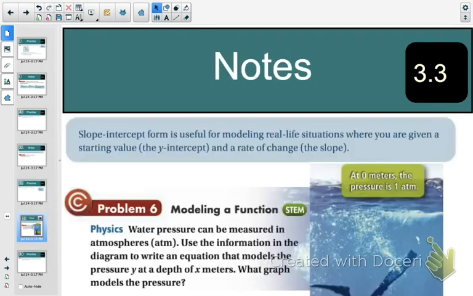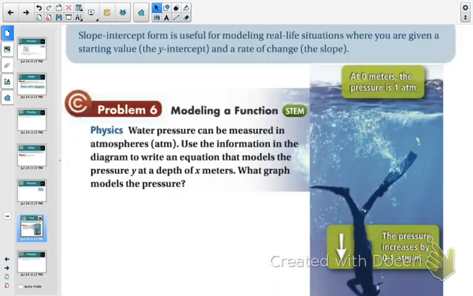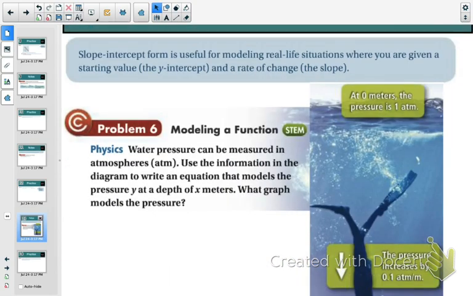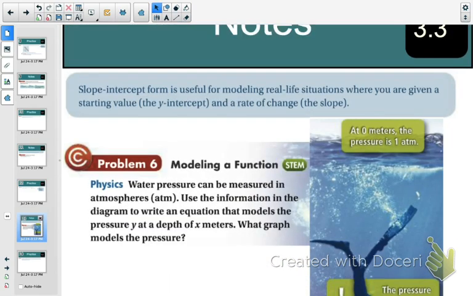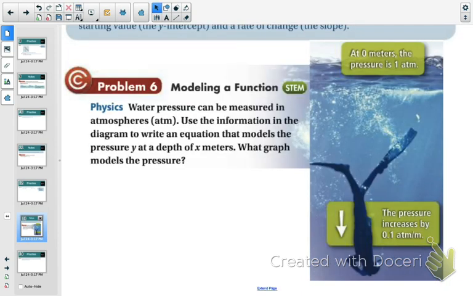Okay, a couple more. So we have this real physics problem here. Slope-intercept form is useful for modeling real-life situations where you're given a starting value, the y-intercept, and a rate of change, or the slope. Water pressure can be measured in atmospheres, ATM. Using the information in the diagram, write an equation that models the pressure y, so y is the pressure, at depth x meters. What graph models the pressure?